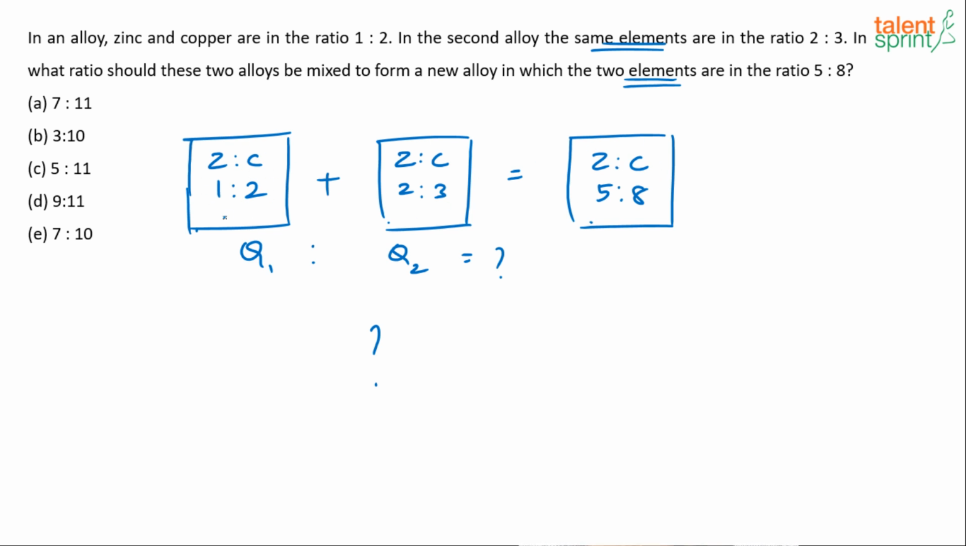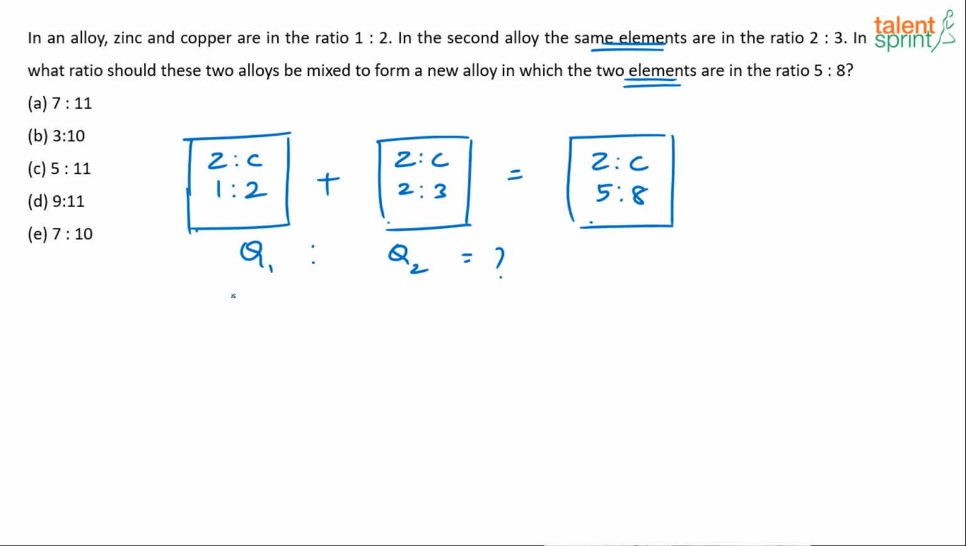You had one mixture with 1:2, the other mixture with 2:3. The mixture of these 2 mixtures gave 5:8. So what should be the quantity ratio here for us to get 5:8 is the question. Now, if I go by the allegation rule, there are different ways of solving it. You can just, let's say, try to balance the quantity of zinc overall to get the answer.